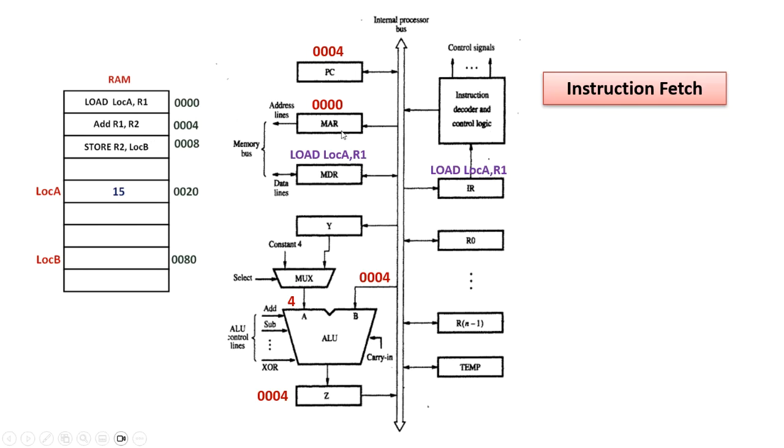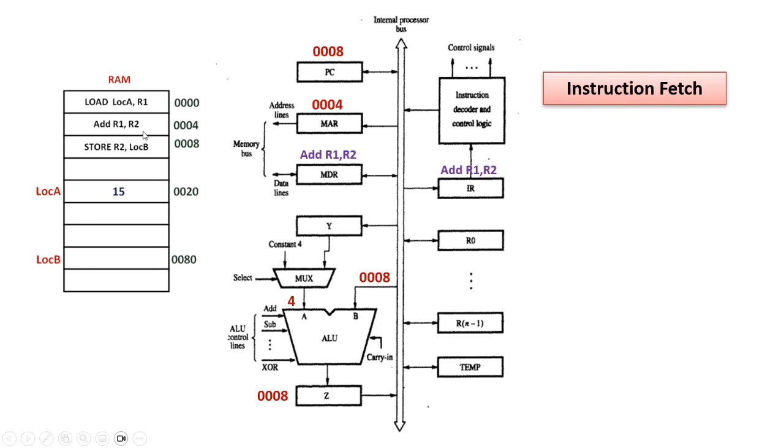That can be moved into the memory address register. Your processor reads the content from this fourth location. That data can be loaded into the memory data register, and that can be moved into the instruction register. During this instruction fetch, the select 4 control signal is enabled. These two components are added and the result is updated in the program counter.